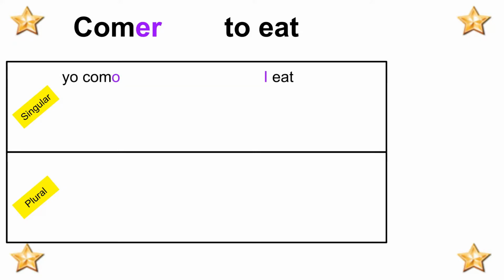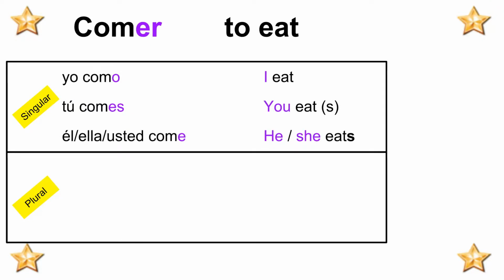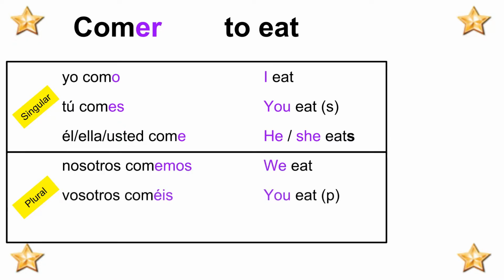Here we see the verb in its full form. First, the singular form. Yo como, I eat. Tú comes, you eat, singular. Él, ella, usted come, he or she eats. Nosotros comemos, we eat. Vosotros coméis, you eat, plural, and ellos, ellas, ustedes comen, they eat.